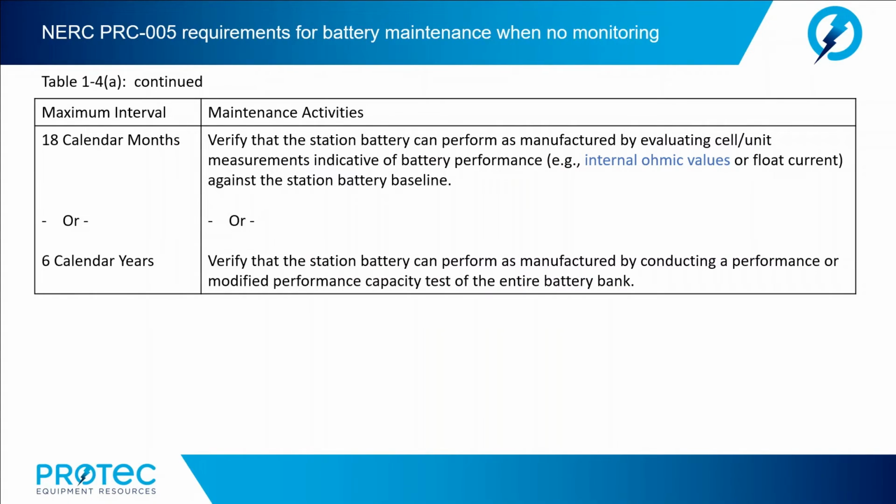So very interesting in the tables. We see an OR statement where every 18 months, for instance, we can do internal ohmic trending, or every 6 calendar years, we would perform capacity or load bank testing.